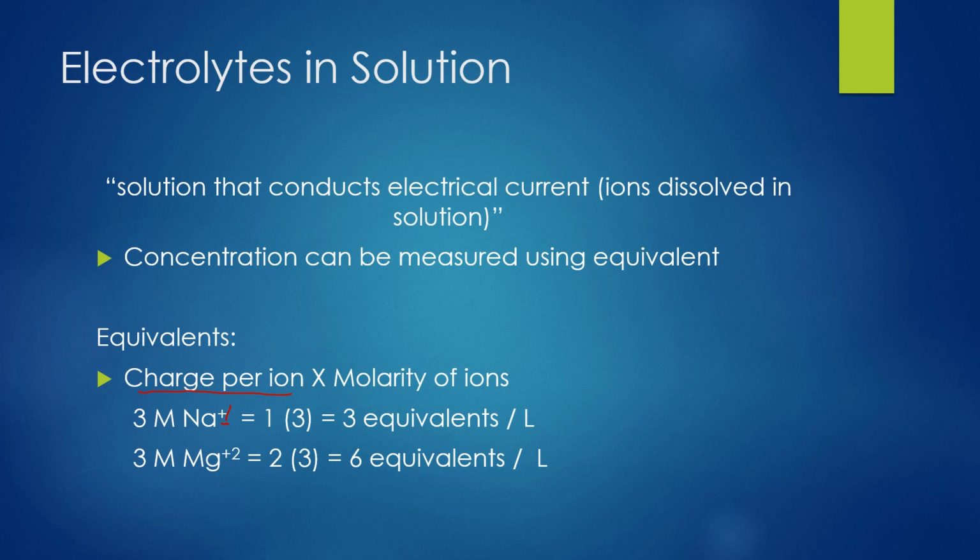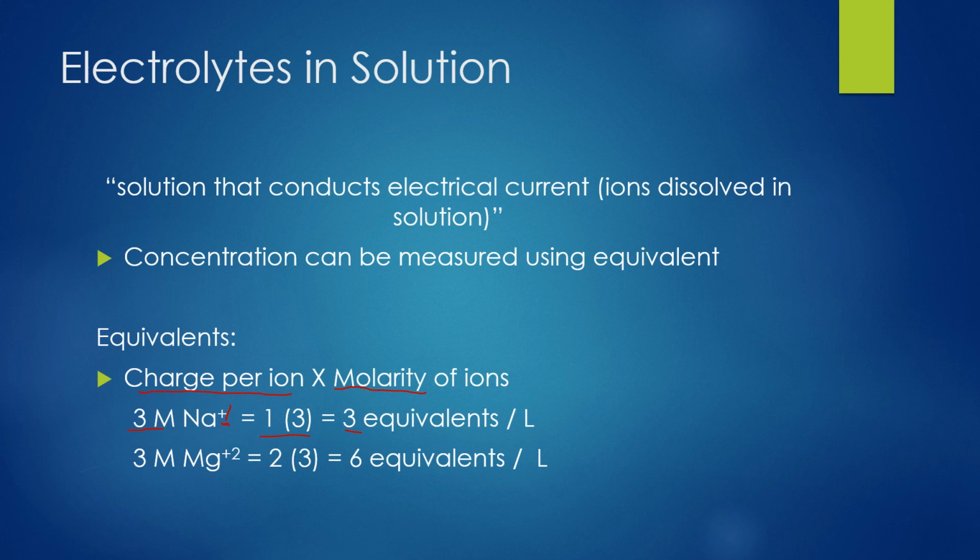So solving for equivalence, we take the charge per ion, the magnitude of the charge, and we multiply it by the molarity. In these types of problems, you're going to be given the molarity of the ions, the concentration of the ions, but you're also going to be given what the ion itself is, and you need to take the charge into account when calculating equivalence. In the two examples I have below, we have a molarity of 3, and we're going to multiply it by the charge on the ion. Sodium's a +1, so it's just 1 times 3. This gives us an answer of 3 equivalents per liter.